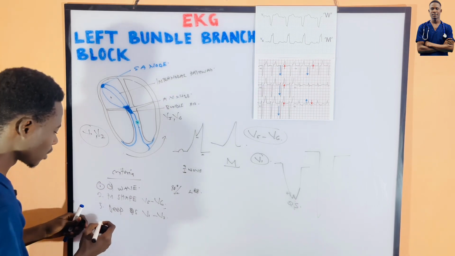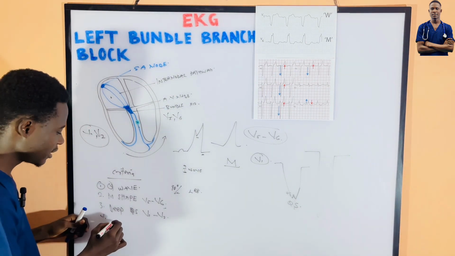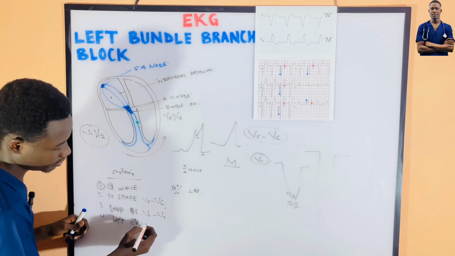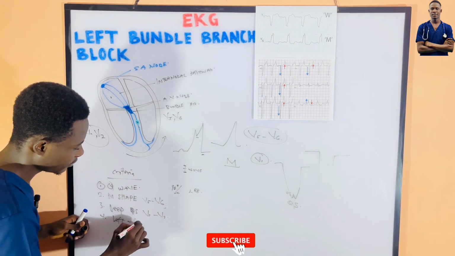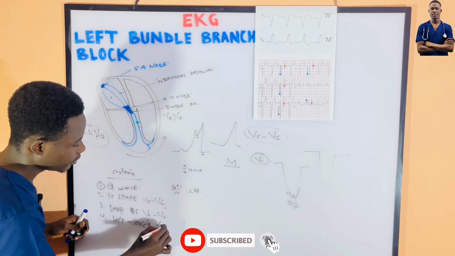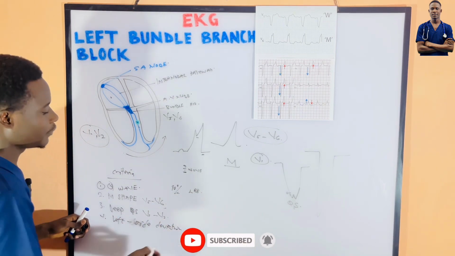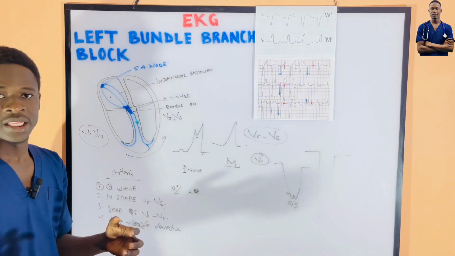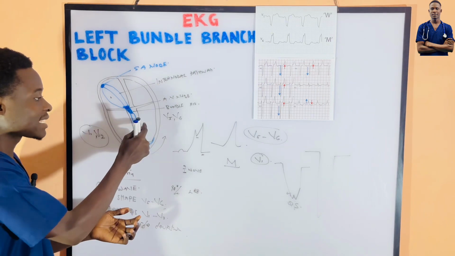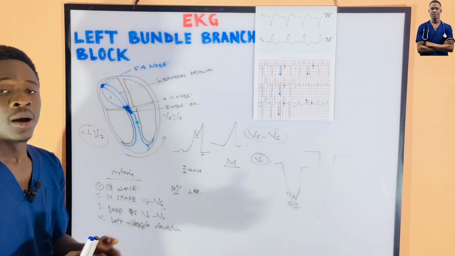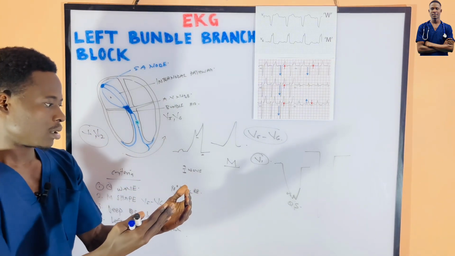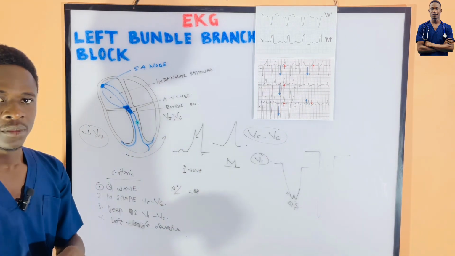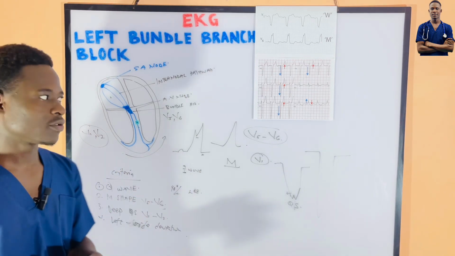And lastly, the deviation. We have a left side deviation. A left side deviation. Since there's what? A blockage at the left bundle branch, the axis of the heart is being deviated to the left side.